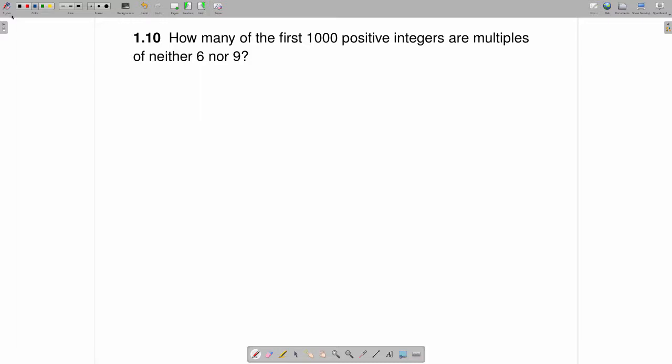How many of the first 1,000 positive integers are multiples of neither 6 nor 9? Let's start with these three words, the first 1,000 positive integers. What are those? Well, the first 1,000 positive integers are the numbers 1, 2, 3, all the way up to 1,000.